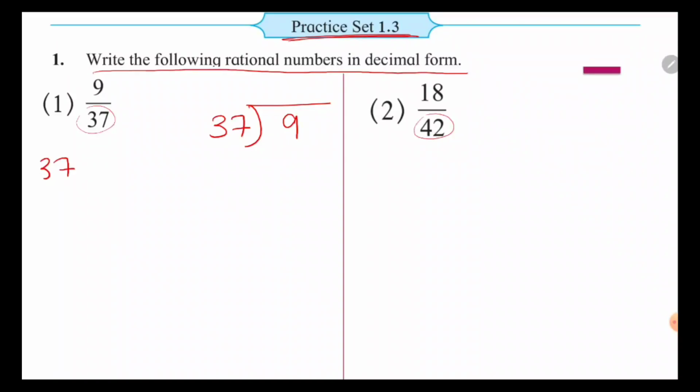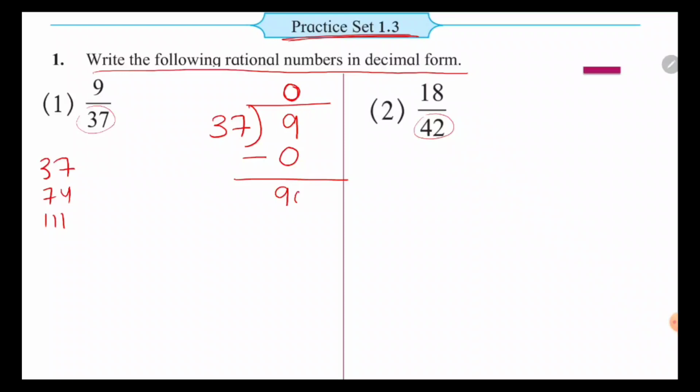37 ones are 37, 37 twos will be 74, 37 threes will be 111. Okay, so we just need 3 of it, so I'll be writing it here. Now, what is the number over here? The number is 9. There is no 9 in 37's table, so what do we do? We will be putting a 0 over here and subtracting with 0. 37 zeros are 0, so we will be getting the answer as 9.